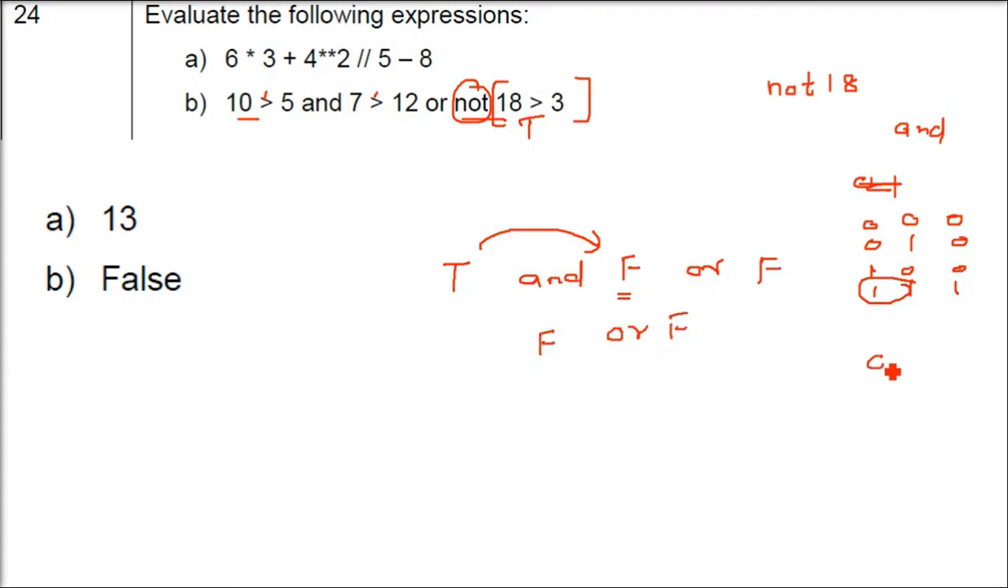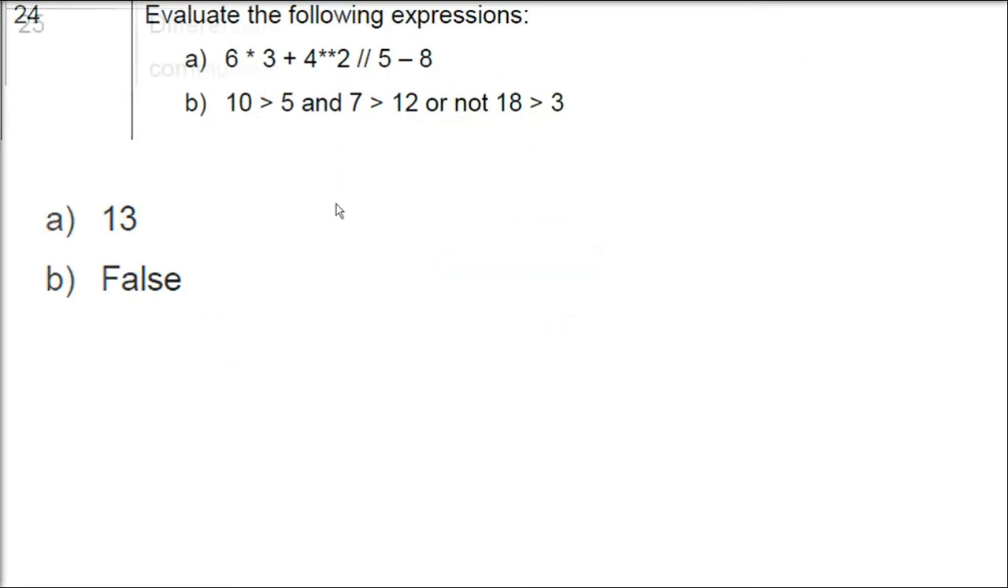Or. Now coming to this or. Or is an add operation. So it will give you 1 always until both are zeros. So see, 0, 0 means false, false. So if you see here, it's false or false. So it's going to give you false.